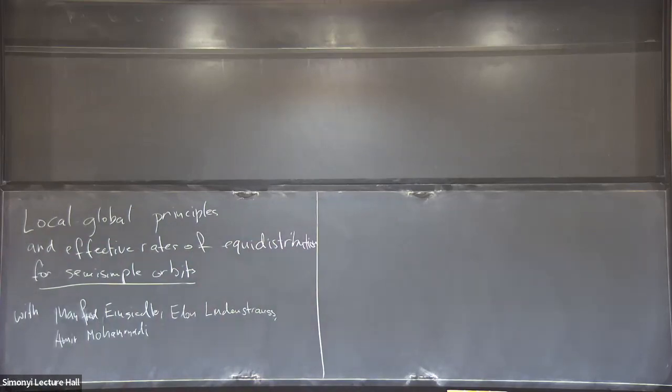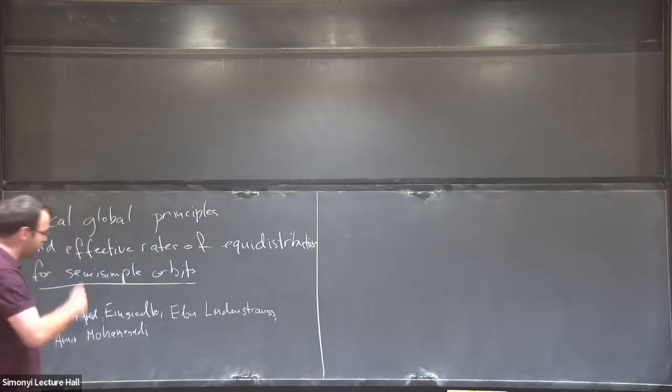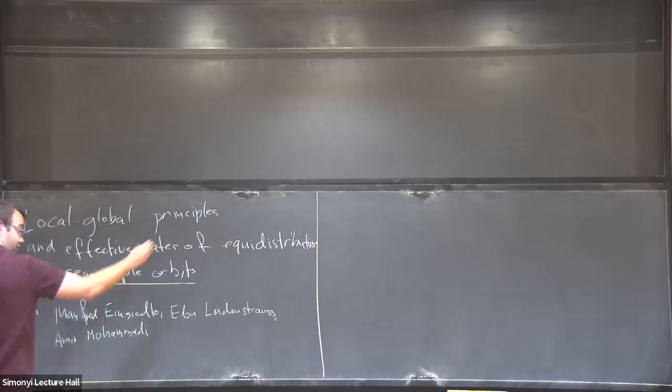All of this is joint work with Manfred Einsiedler, Elon Lindenstrauss, and Amir Mohammadi. The talk will basically consist of two parts. We'll first talk about applications to quadratic forms: applications of equidistribution results for semisimple periods.